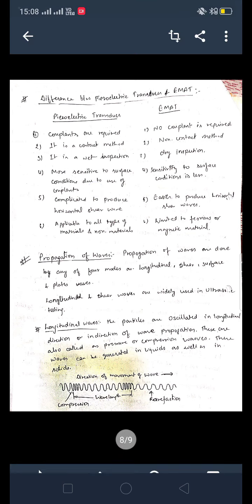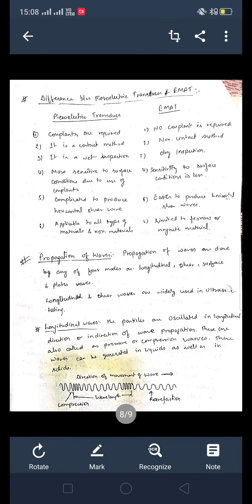But in case of EMAT, we do not use EMAT in case of wet or moisture content, but it is used for a dry inspection.